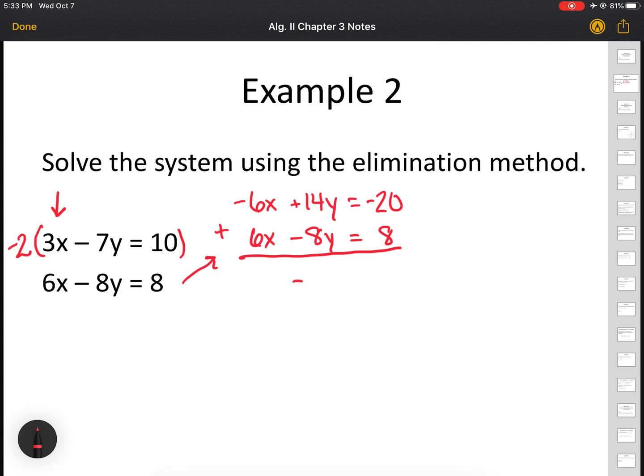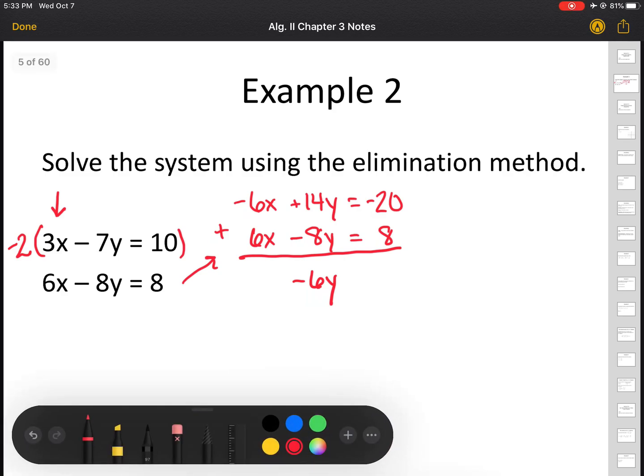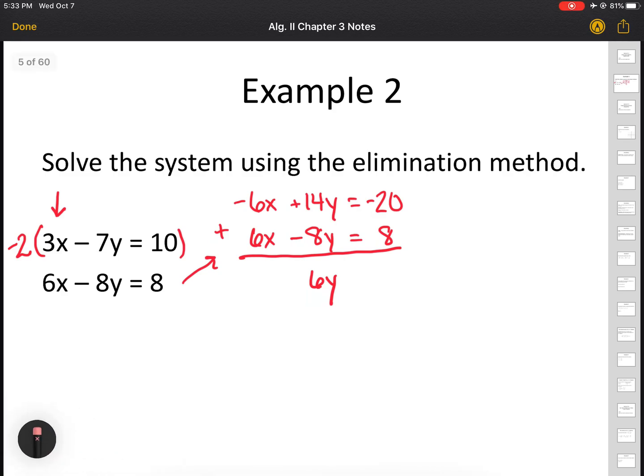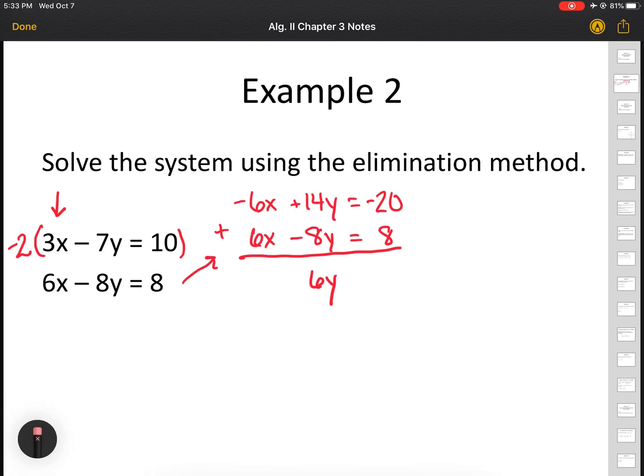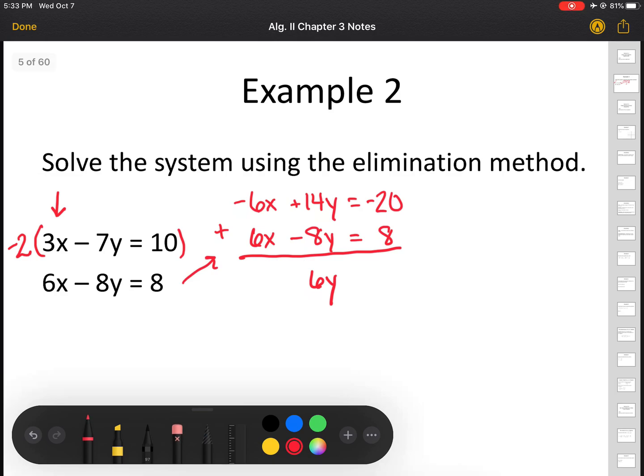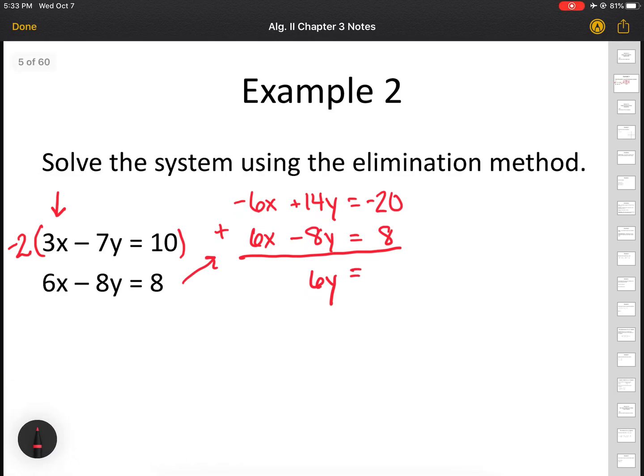14 plus -8 is -6y, or positive 6y, excuse me. Positive 6y. And -20 plus 8 more is -12. And to get y by itself, I just need to get rid of that 6 by dividing, and -12 divided by 6 is -2.